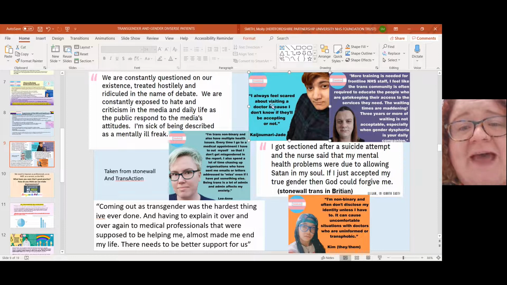I've also got some quotes from Transaction. I've always felt scared about visiting a doctor because I don't know if they'll be accepting or not. More training is needed for frontline NHS staff. I feel like the trans community is required to educate the people who are gatekeeping their access to the services they need. And the waiting times are maddening. 3 years or more of waiting is not acceptable, especially when gender dysphoria is your daily companion.